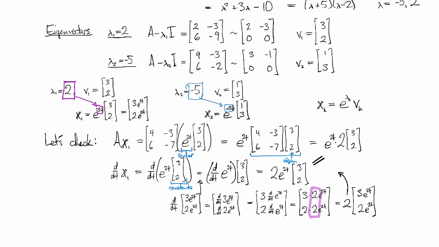So the moral of the story is that if A times vk is equal to lambda k vk, then xk prime is going to be equal to A xk, where xk is e to the lambda k t times vk.